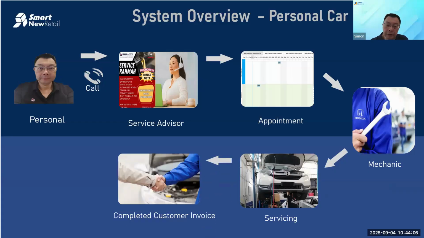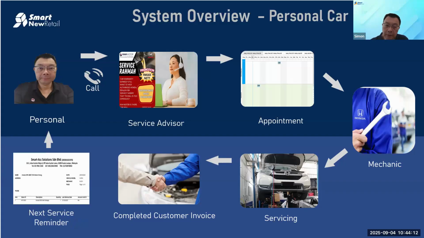Then finally, the bill will be issued from the service car center. So when the next service is coming, say this is a service center called Honda, they will send a reminder to me to remind me to come for the next service. This is overall the personal car handling operation flow, whereby we can handle it in your smart workshop system.